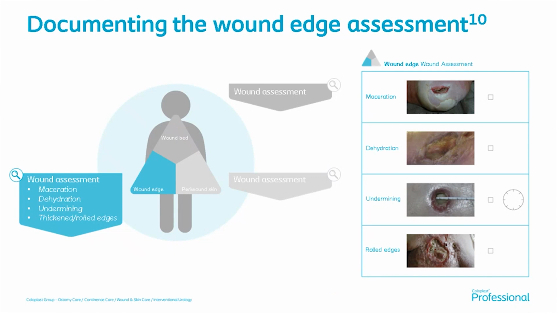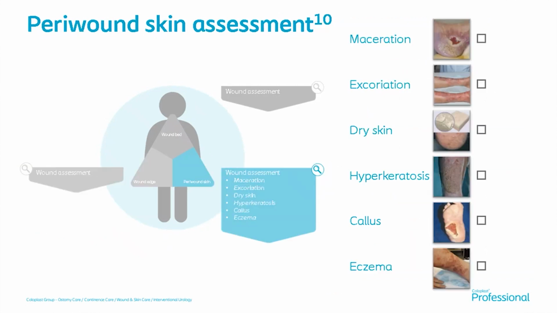We then also need to really clearly document what we've seen on the wound edge. And again, the triangle of wound assessment documentation tool, you should be able to do that quite simply. Then the peri-wound skin assessment, looking at the surrounding skin to the wound edge. Is it macerated? Is there excoriation, dry skin, hyperkeratosis, callus or eczema? All of these things can have an impact on the wound's healing ability. So we do need to be extending the concept of wound assessment right out to that peri-wound skin.